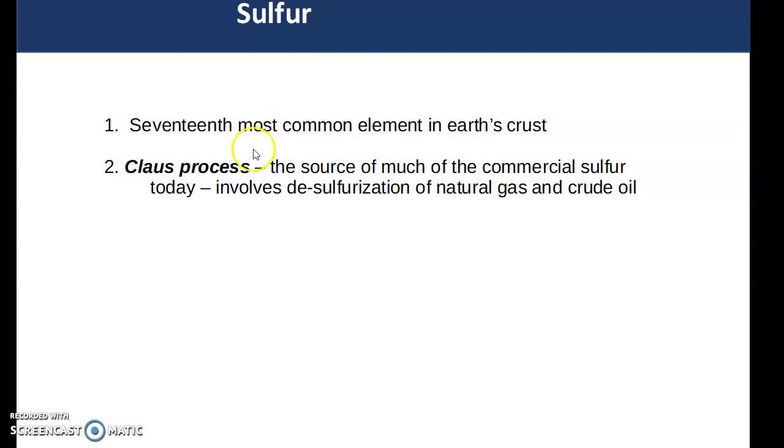The Frasch process does that. The Claus process is what is used mostly today. This is the one we use in processing a lot of natural gas and crude oil. And because of that, a secondary element that is produced is sulfur. And it's called the Claus process, and it's the desulfurization of these materials that is the source of so much.